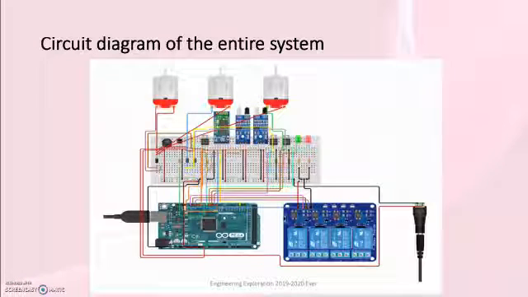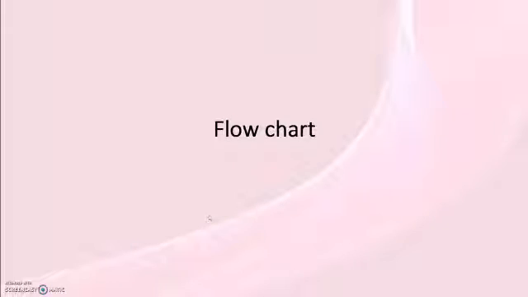Next is the circuit diagram of the entire system. In our final circuit diagram, we have 3 DC motors, 2 IR sensors, a Bluetooth module, a buzzer, a red LED and a green LED connected to an Arduino Mega and a relay. Let's have a quick look at the flowchart of our course project.